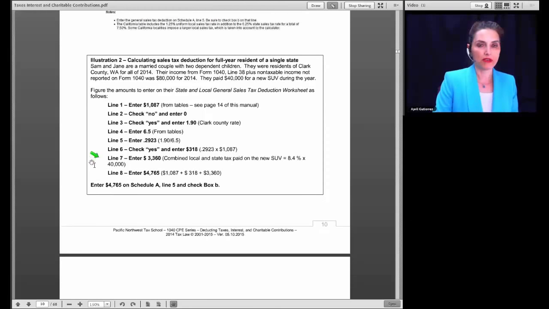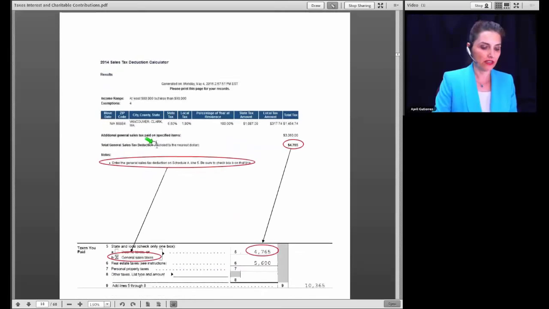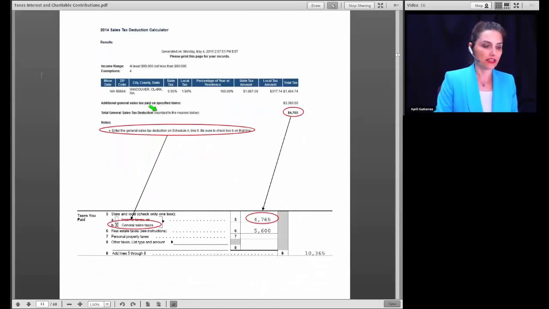Next, we're going to figure the amount of tax that they paid when they bought that new SUV. And the combined rate of local and state sales tax they paid on that SUV was 8.4%, giving them a total sales tax paid on that new SUV of $3,360. So we're going to take $3,363, add that to $318, and add that to $1,087, and we've got the deduction that they're allowed to claim, which is $4,765. So here is the sales tax deduction calculator that the IRS provided on its website.